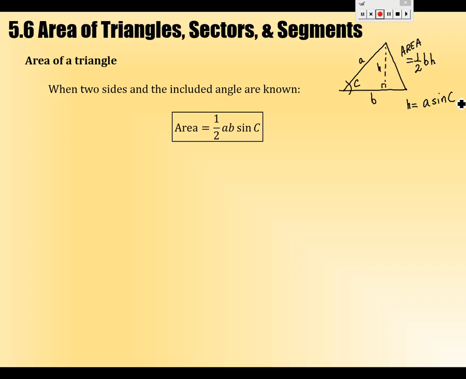And then combined with the fact that the area is this, that means the area is 1/2 base times height, which is A sine C. So proof done. Isn't that what's in the box?